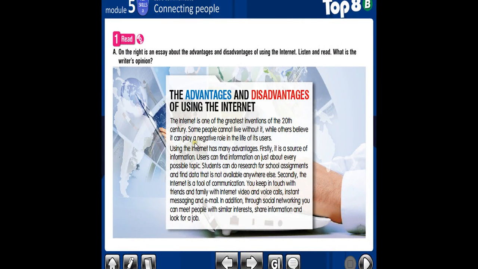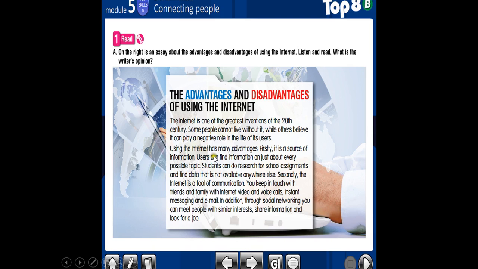As we see here, this is an example from your book, but it's about the advantages and disadvantages of using the internet. Here is the introduction. The internet is one of the greatest inventions of the 20th century. Some people cannot live without it, while others believe it can play a negative role in the life of its users. Here is the main part.